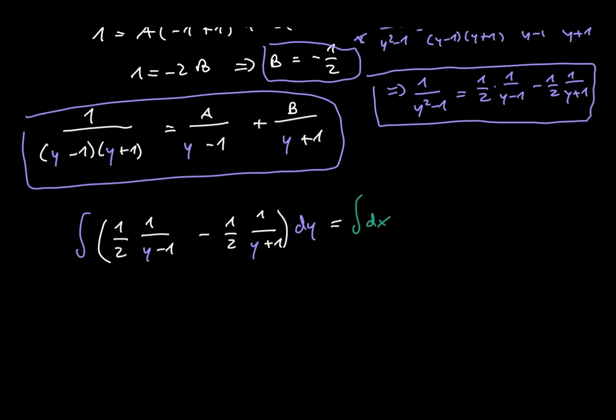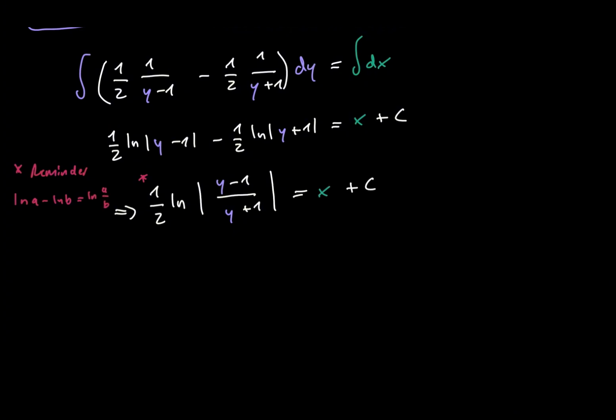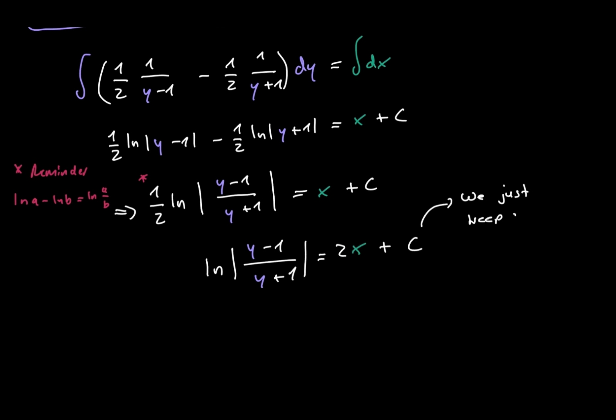Now integrate. The integral becomes 1 half natural log absolute value y minus 1 minus 1 half natural log absolute value y plus 1 equals x plus c. Combine the logarithms. We get 1 half natural log absolute value of y minus 1 over y plus 1 equals x plus c. Multiply by 2. Natural log absolute value of y minus 1 over y plus 1 equals 2x plus c.